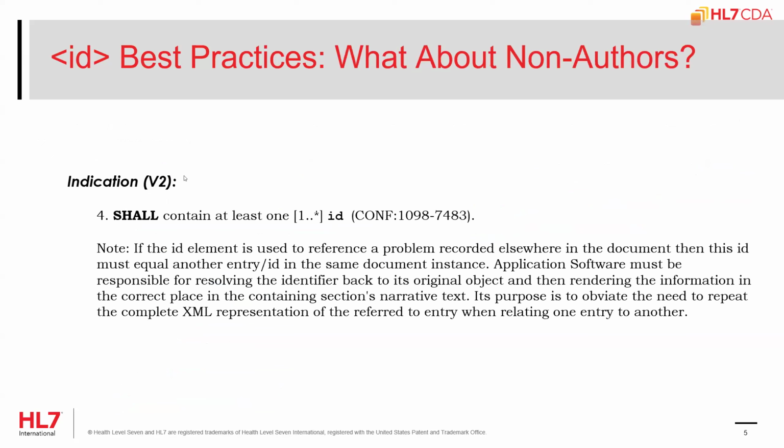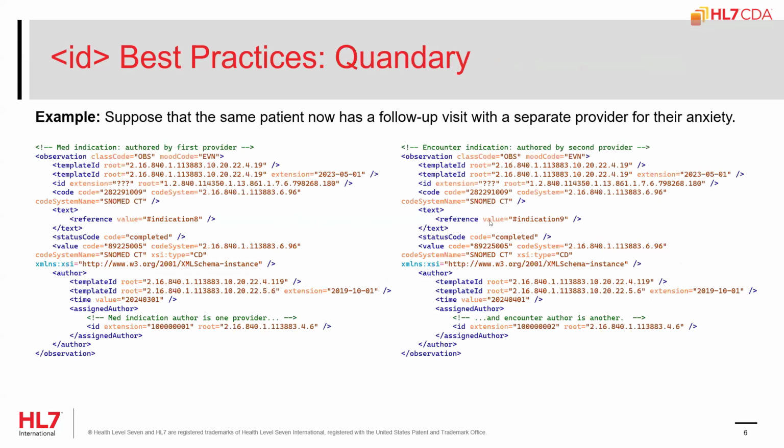So indication in particular has a very similar blurb to what author has, where you can just contain the ID and then the application software is responsible for going back to it and doing the whole thing. Going back to our example before, suppose that patient now has a follow-up visit with a separate provider for the anxiety we diagnosed. So say we've got that medication indication.